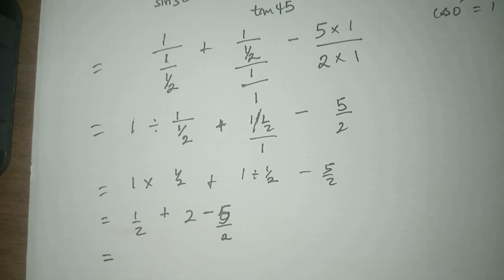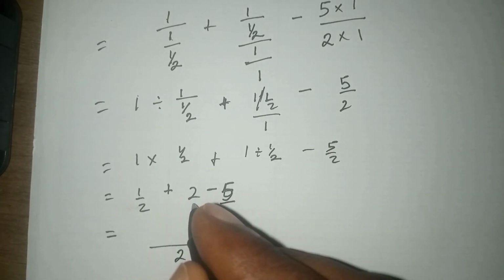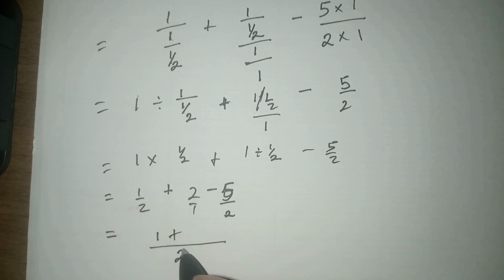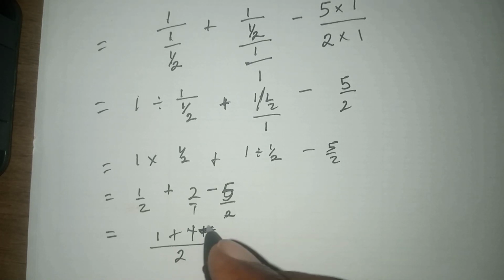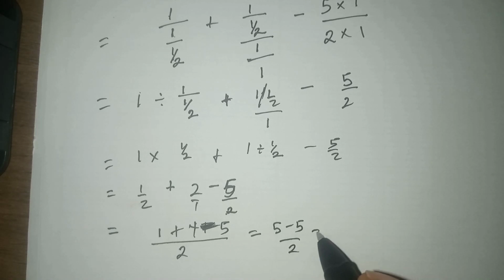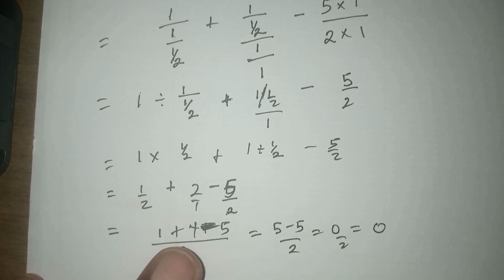If you find the LCM, because this is a mixture of fraction and whole number, the LCM here is 2. 2 divided by 2 is 1, 1 times 1 is 1. Plus 2 divided by 1 is 2, 2 times 2 is 4. Plus 2 divided by 2 is 1, 1 times 5. Sorry, this is minus 5. So this will give 1 plus 4, 5 minus 5 over 2. So this will be 0 over 2, and 0 divided by 2 is 0. So we've been able to verify that.